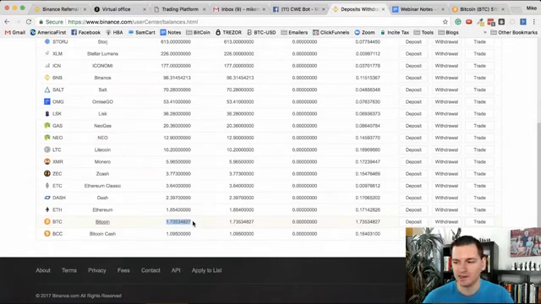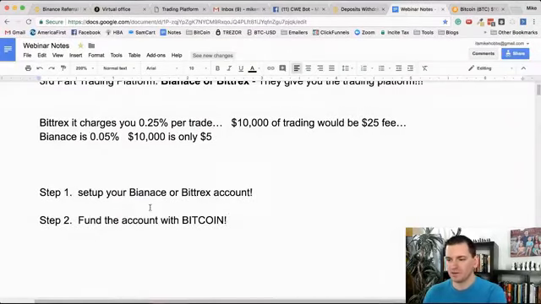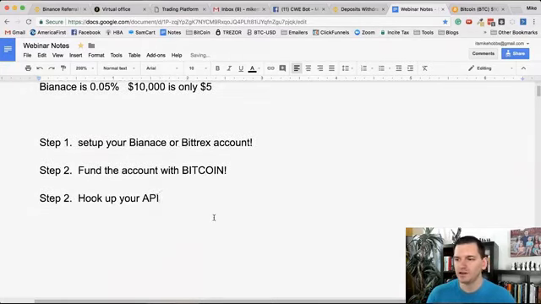If you don't see any balance here, do not set the bot up. Okay, do not set the bot up. You have to see a balance there. Okay, all right. So as soon as you have your balance up, so that's step number 2. Step number 3, hook up your API. All right, so how do you do that?